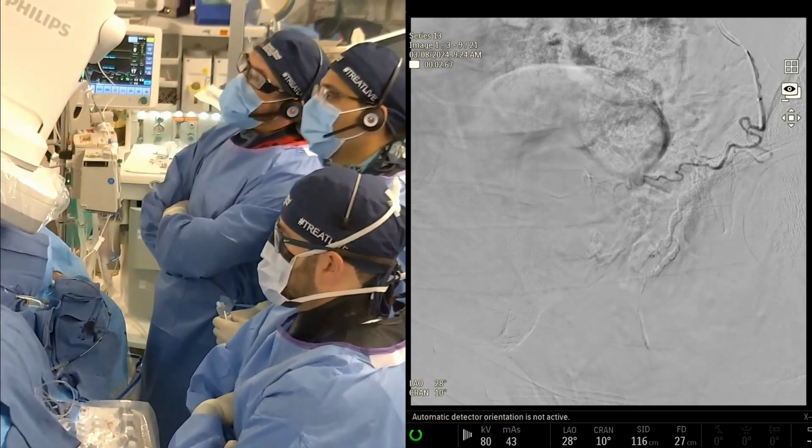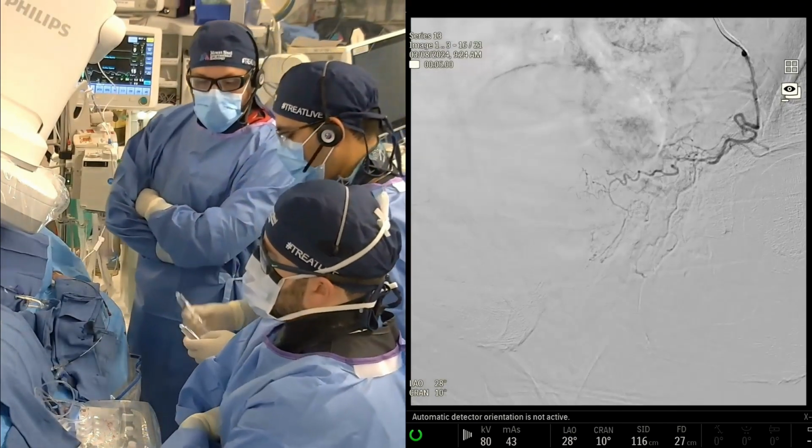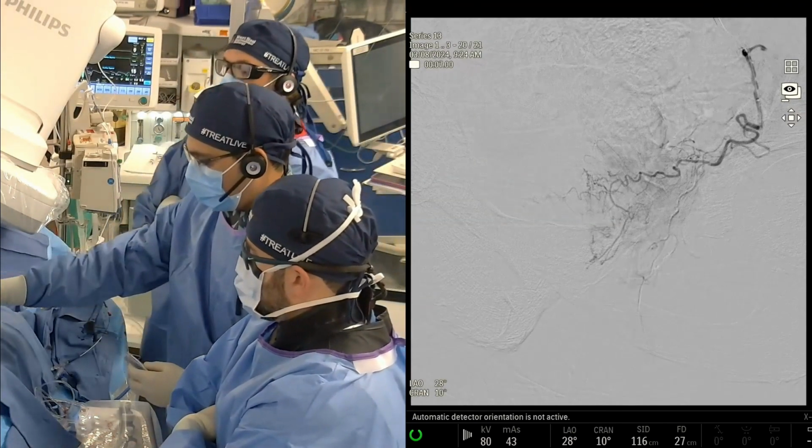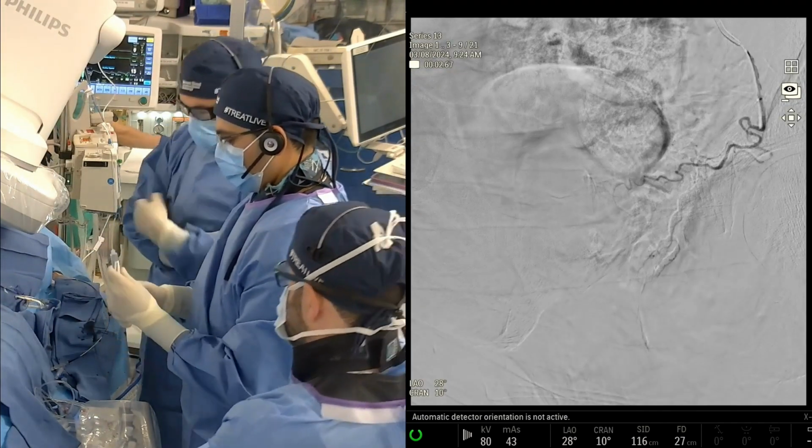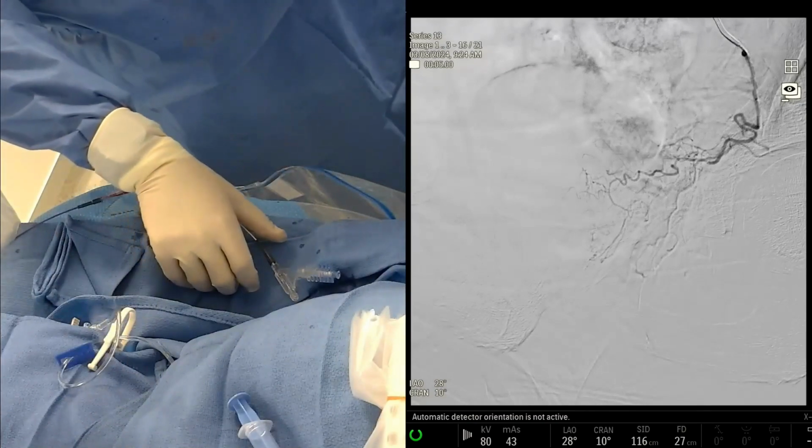Even though this is a small catheter, it's actually a very small vessel. So we're going to give some nitro. We are very liberal with our vasodilators when we do prostate embolization. We're going to give about 250 cc's of nitro right now, and then we're going to follow that with verapamil.